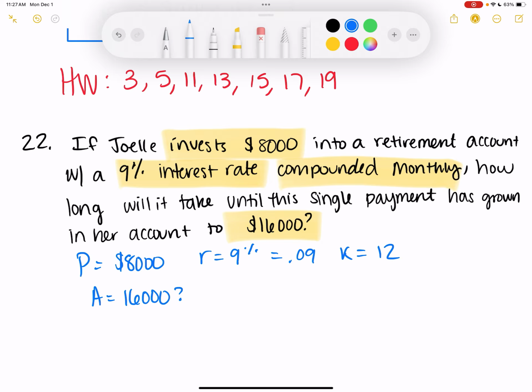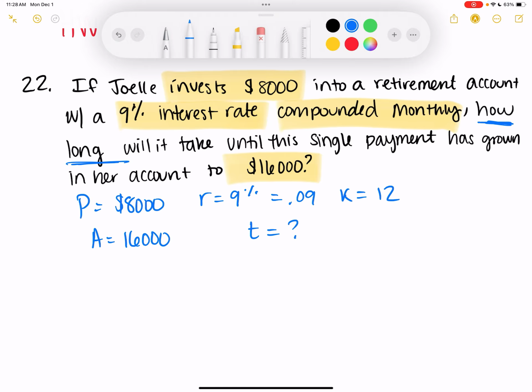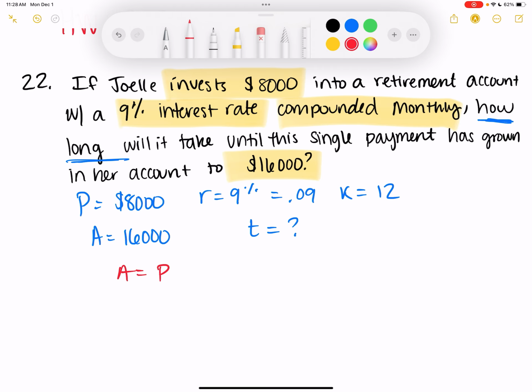So, what am I trying to find? How long it's going to take. So A equals 8,000 times 1.09 raised to the T. Nope, that's if it's compounded annually. If it's compounded anything other than annually, like monthly, quarterly, daily, whatever, we need the other formula, which is A equals P times 1 plus R over K raised to the KT.